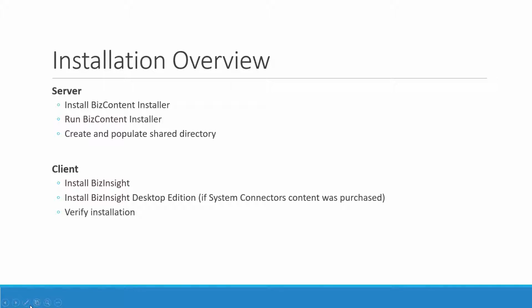On the server, you'll create a shared directory. The BizContent installer must then be installed and run. On the client, BizInsight must be installed and then verified. Plus, if you are installing system connectors, you would also need to install BizInsight Desktop Edition.